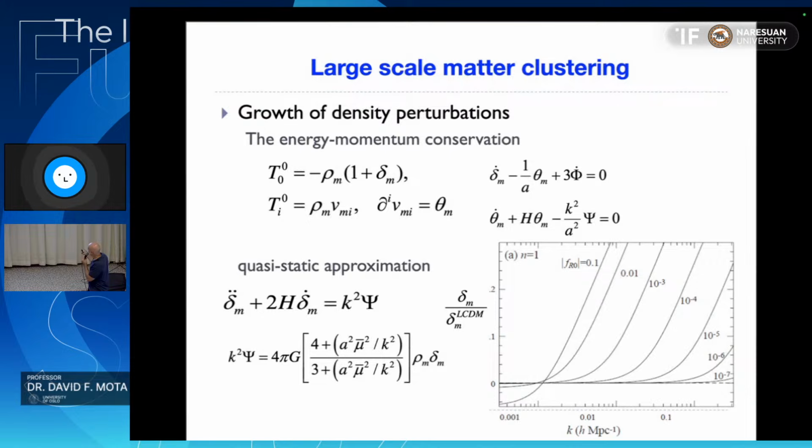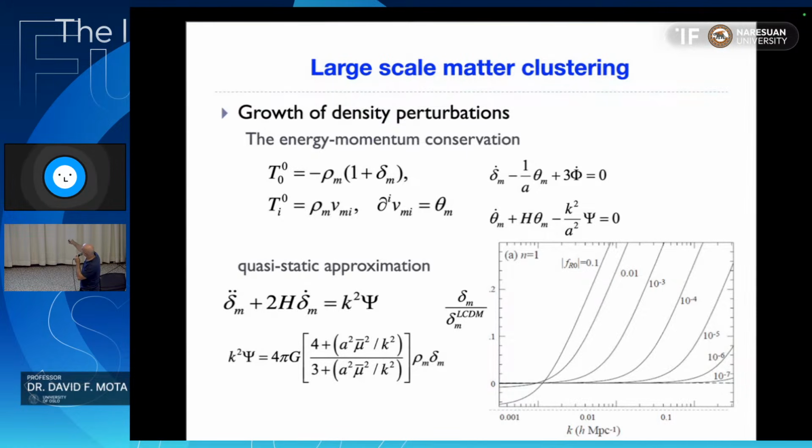As I increase the value of my f_R0 today, I'm increasing the deviations from lambda CDM. I don't know if you remember, f_R0 is just the range of your fifth force. So if I increase the f_R0, I'm increasing the range of the fifth force, and so it means I'm clustering more matter from larger and larger scales. That's why if I increase the range of the fifth force, I see all these lines going up. The deviations from lambda CDM start to increase as I go to larger and larger scales.